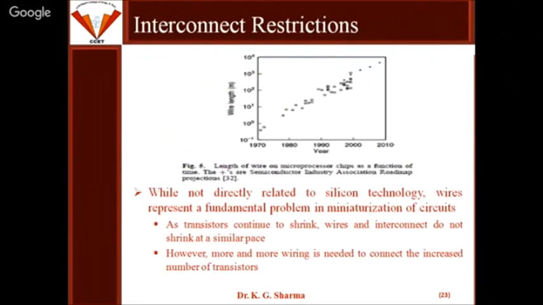Another is interconnect restrictions. While not directly related to the silicon technology, we are shrinking the size of the MOSFET, but it is not directly related to the size of the interconnect. It means the interconnect is not decreasing at the same pace or in the same proportion. So wires also represent a fundamental problem of miniaturization of the circuit. As transistors continue to shrink, wires and interconnect do not shrink at a similar pace. However, more and more wiring is needed to connect the increased number of transistors.